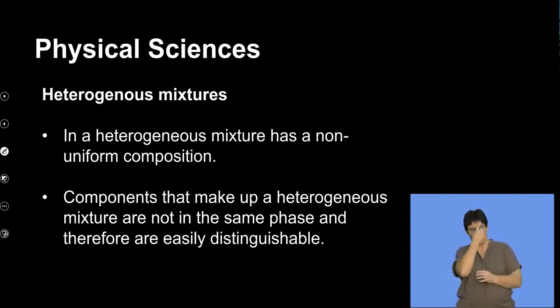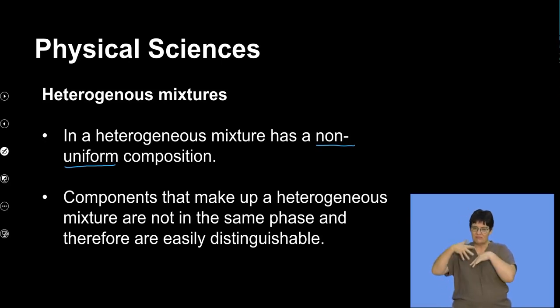And then the second category of mixtures is the heterogeneous mixtures. Okay, we have said the word hetero means non-uniform. So a mixture that has a non-uniform composition is typically a heterogeneous mixture. What distinguishes a heterogeneous mixture from the other mixture, which is uniform, is that the components that make up these heterogeneous mixtures are not in the same phase. And as a result, we can easily distinguish the individual components that make up a heterogeneous mixture, right?